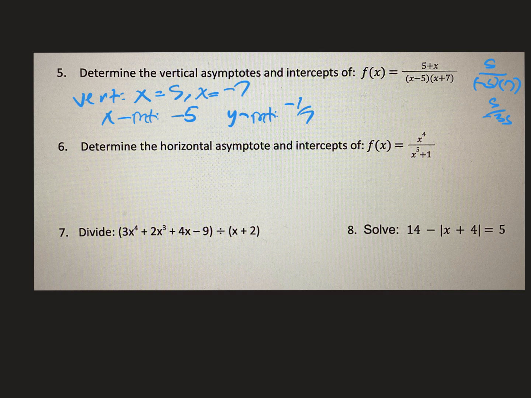Number 6, this time horizontal asymptote and the intercept. So horizontal asymptote, remember, has the 3 rules. The one I'm looking at right now, the bigger degree is on the bottom, which means the horizontal asymptote is y equals 0.